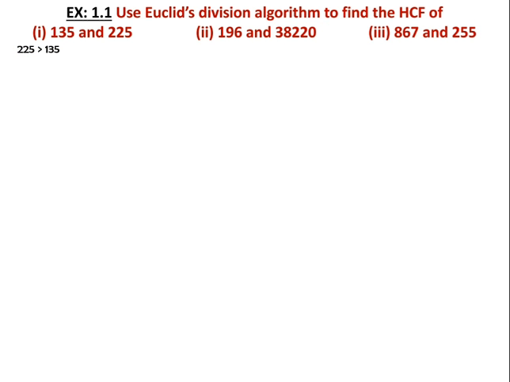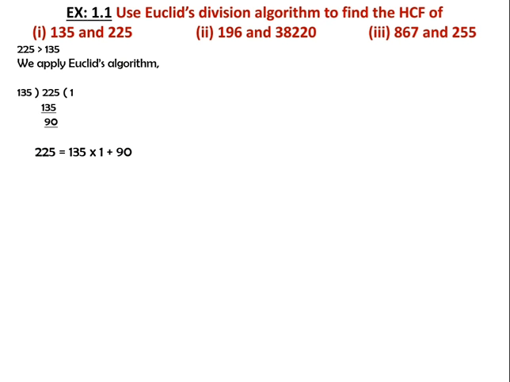225 is greater than 135. We apply Euclid's algorithm. A is greater than B. Okay, 225 is dividend and 135 is divisor. 135 1 times are 135. Balance 90. 90 is not equal to 0.